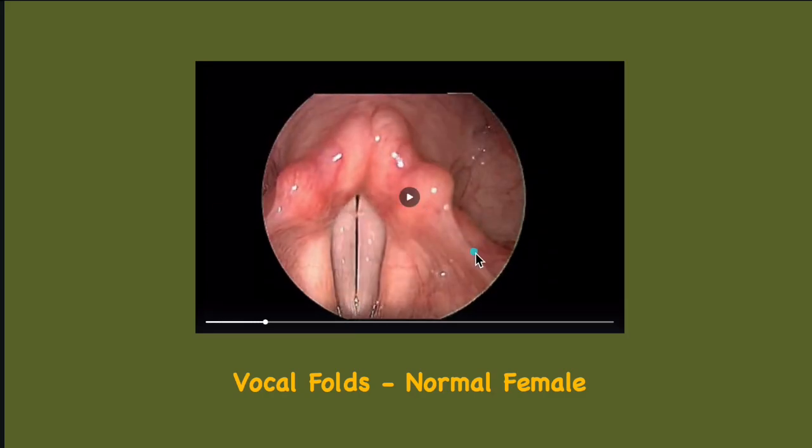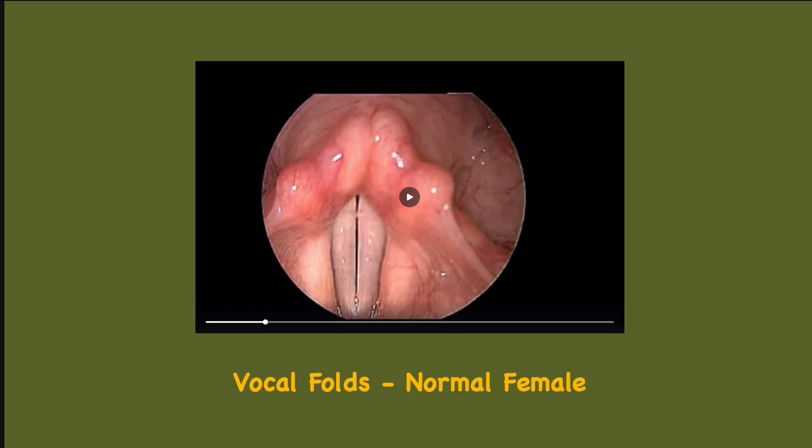Alright, so when the woman speaks, the vocal folds come together and vibrate to produce sound. Compared to a child's vocal folds, these are slightly longer and thicker, which leads to a lower pitch in the voice.